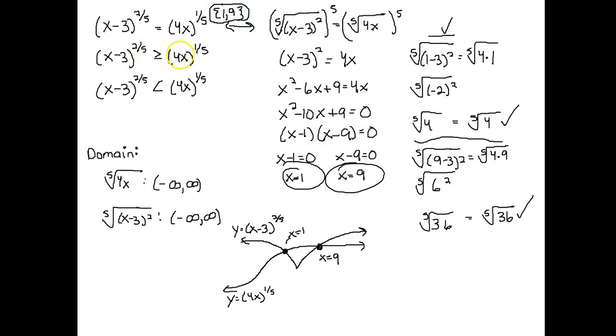Where is y1 greater than or equal to y2? Well, from -infinity until 1, then it picks up again from 9 to infinity. We use brackets around the 1 and the 9 because it's greater than or equal to. If it was just greater than, we would just use parentheses around the 1 and the 9. Where is y1 less than y2? Well, that's between 1 and 9. We use parentheses because it's just a less than, not a less than or equal to. So we just want the stuff here that's below, and that's between 1 and 9.